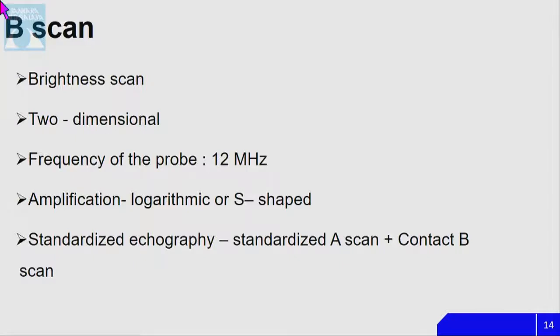So the B scan is the brightness scan or a two-dimensional scan. Here the echoes have both vertical and horizontal orientation. So we get an idea about the shape, structure, and size also of the lesion. The frequency used here is 12 megahertz. The amplification used is S-shape. Standardized echography is the term used for standardized A scan with contact B scan. There is another type called immersion B scan, which is done with a coupling fluid. The dots which we see on the screen are actually the echoes. The brighter the dots we see, the more intense is the echo.